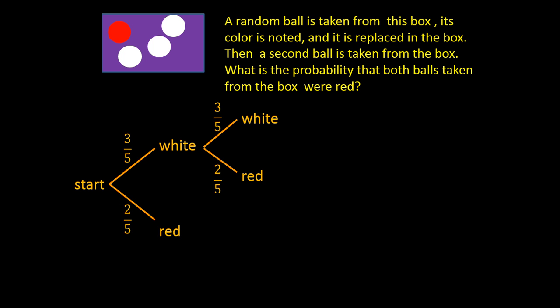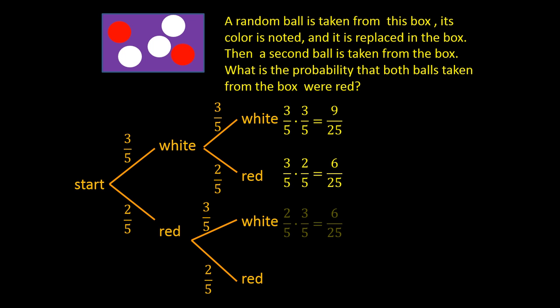And in fact, if we had taken the red ball out the first time, we would put it back in, and now for the second ball, we either have white or red, and once again, the probabilities haven't changed because the balls are exactly the same. 3 out of 5 are white, 2 out of 5 are red. We're looking for the probability that both balls taken from the box were red, which is at the bottom of the tree, the path that goes through red and red. That's 2/5 times 2/5, which is 4/25.